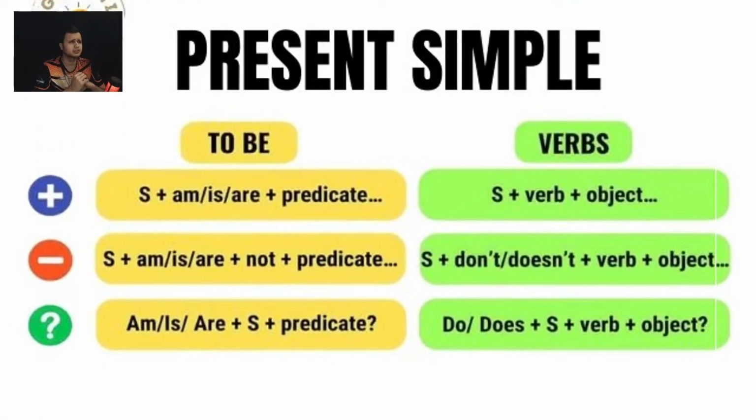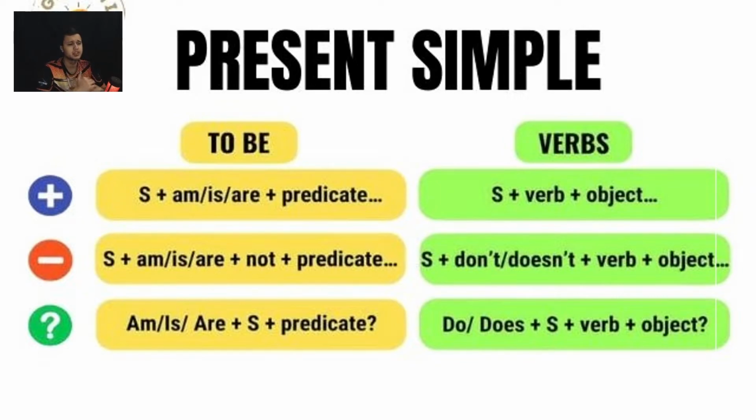But first of all, we're going to talk about the structure of it. We have the to be and we have the verbs. We have the positive, the negative, and the interrogative. First of all, the positive in the to be, we have the subject plus the verb to be plus the predicate. In the verb, we have subject plus the verb plus the object. In the negative way, we have the subject, then we have the verb to be, but then we have the word not, and then finally we have the predicate.